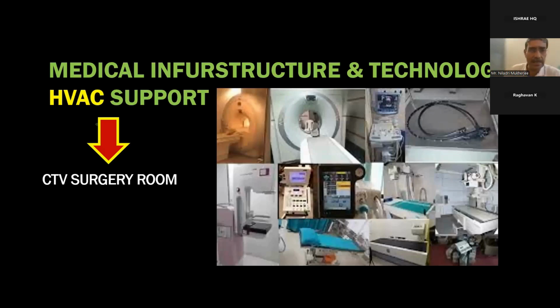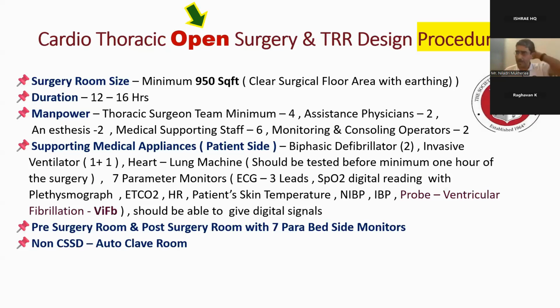Medical infrastructure and technical HVAC support. It means these types of surgery rooms have to be given some medical infrastructure. Now, what is this? Let me explain. Going to procedure 2. What are the medical infrastructure requirements? Without this medical infrastructure, an HVAC consultant cannot design. It is said minimum 950 square feet. Minimum 950. Now, I'm just telling you, this is a Singapore consultant.